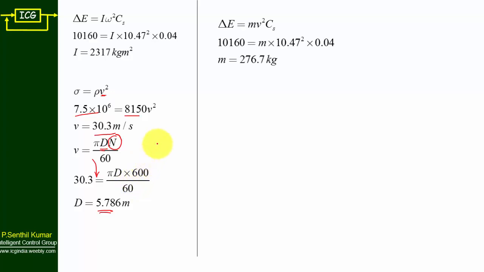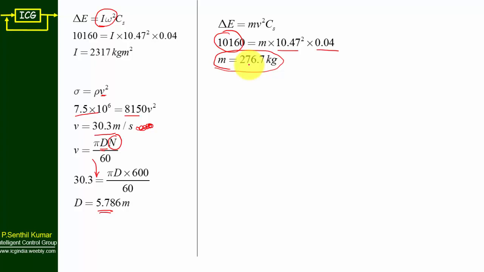Now there is one more formula for del E. Del E equal to m v squared CS. This formula is obtained by rearranging this term. So del E equal to m v squared CS. Del E value known, V value known, velocity 30.3, sorry, velocity 10.47, then CS value 0.04. From that you will get the m value. So this is the value of m, I mean the mass of the flywheel.